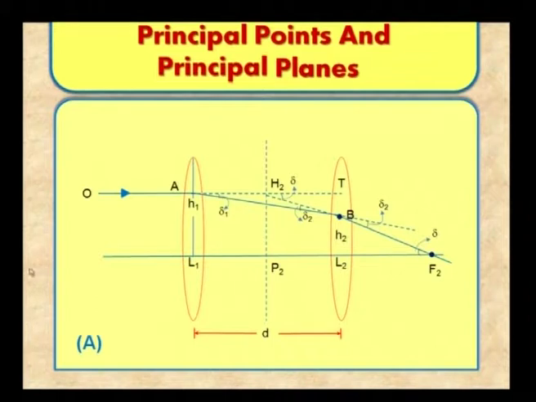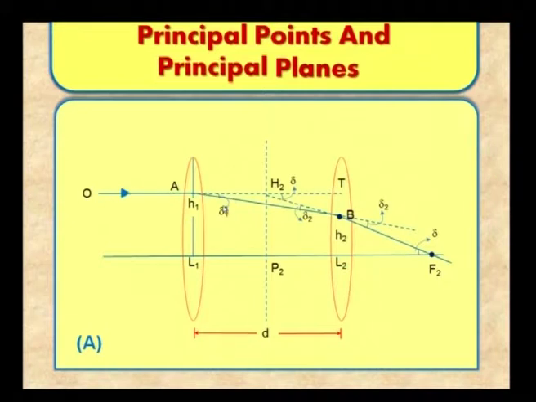And now look at the light ray OA here, which is incident on this surface. It takes the route OABF2, and it undergoes a deviation delta 1. Delta 1 is the angle by which the light ray has been deviated. If the medium had not been there, the light ray would have gone in this direction, OAH2. It would have gone OAH2T.